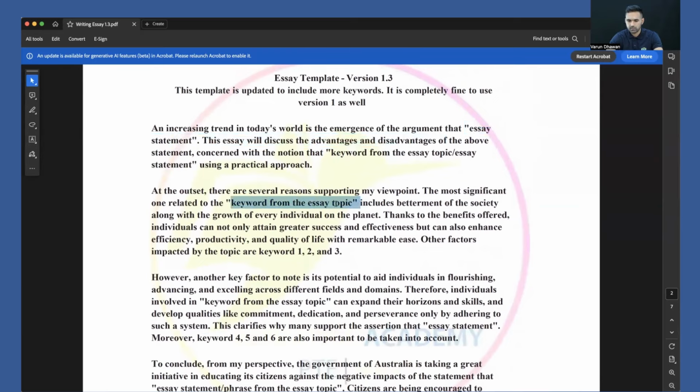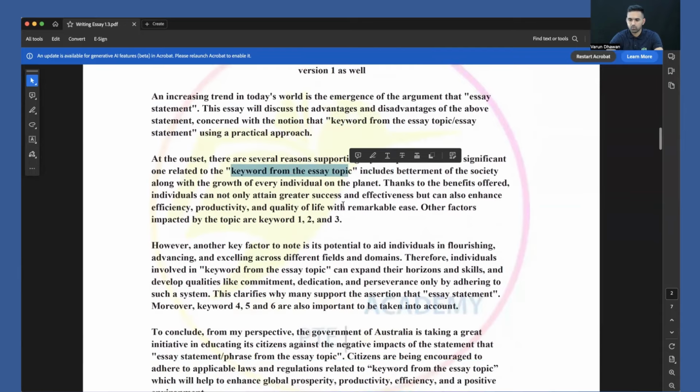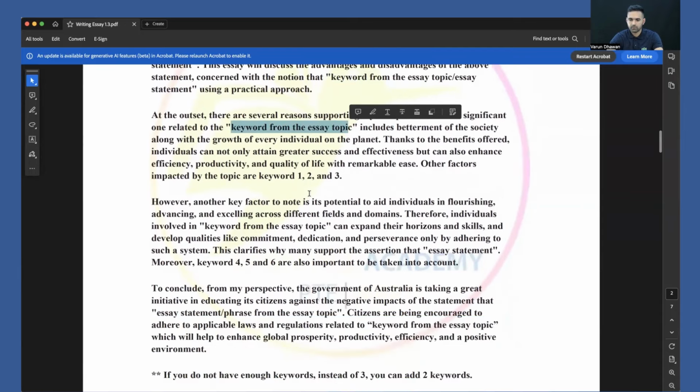Similarly, keywords from the essay topic, main keywords over here. You can mold the keywords as well, or you can write a few related words from the main topic as well. Three points or keywords answering the question. Worst case, if you're not getting any keyword, repeat the keywords from the question. Worst case, but don't leave this blank, right? Same keyword from the question, essay statement or keyword from the question, and you will be done.